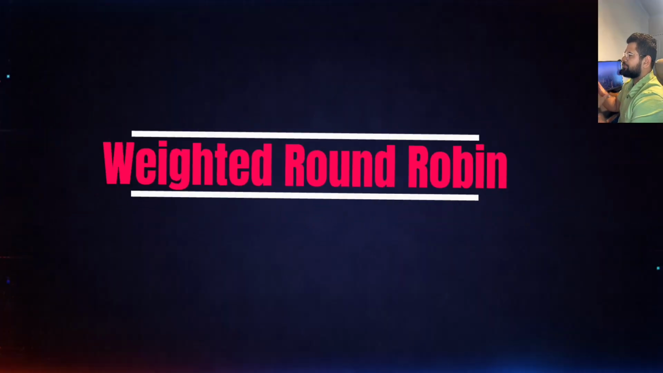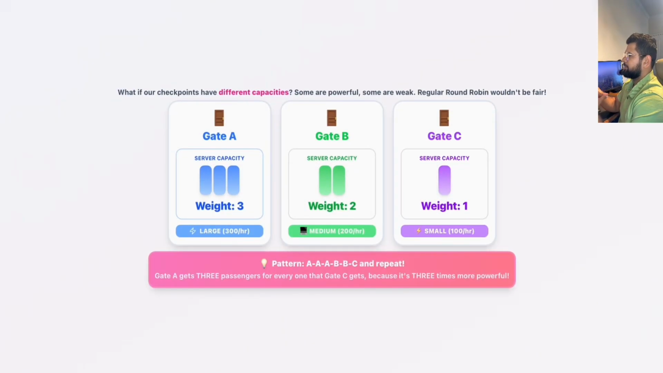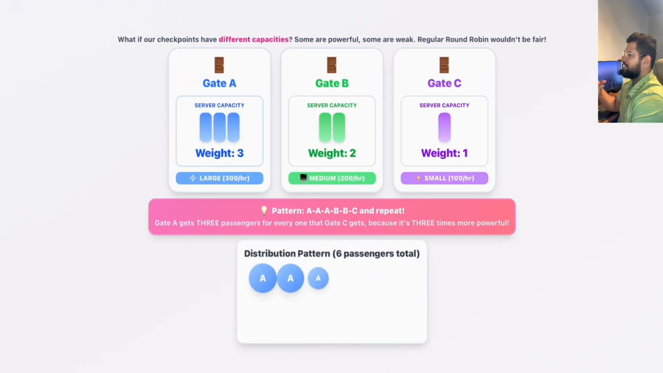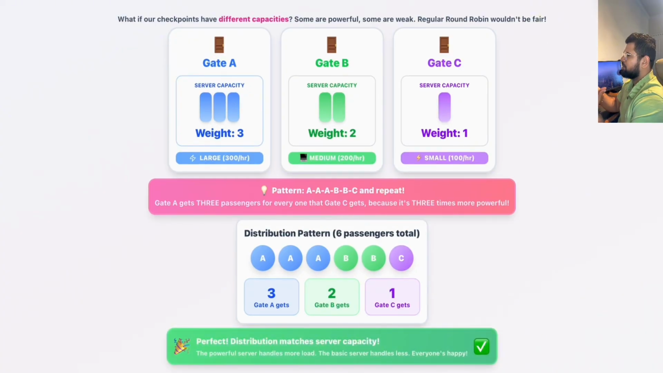What if your checkpoints aren't all the same size? Enter weighted round robin. Look at our 3 checkpoints. Gate A is large, handles 300 passengers per hour. Weight 3. Gate B is medium, handles 200 passengers per hour. Weight 2. And Gate C is small, handles 100 passengers per hour. Weight 1. So instead of A to B to C, the pattern is now A to A to A, then B to B, and then C, and continues. Gate A gets 3 passengers for every one that Gate C gets because it's 3 times more powerful.